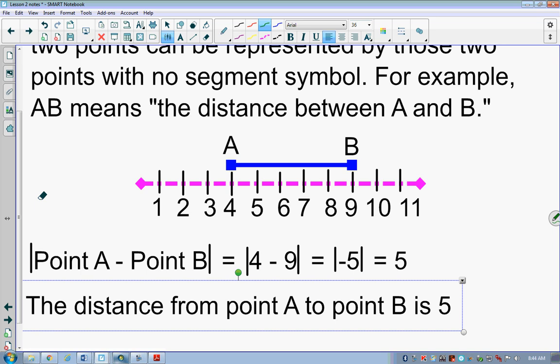In this case, if I do A minus B, then I'm saying the absolute value of 4 minus 9. Well, 4 minus 9 is -5, but because it's an absolute value, it comes out as positive 5. If I did it the other way around, though, and I went from B minus A, I would be doing 9 minus 4, right? What's 9 minus 4? 5. What's the absolute value of 5? 5. So I'd get the same answer either way. It doesn't matter where I start from.